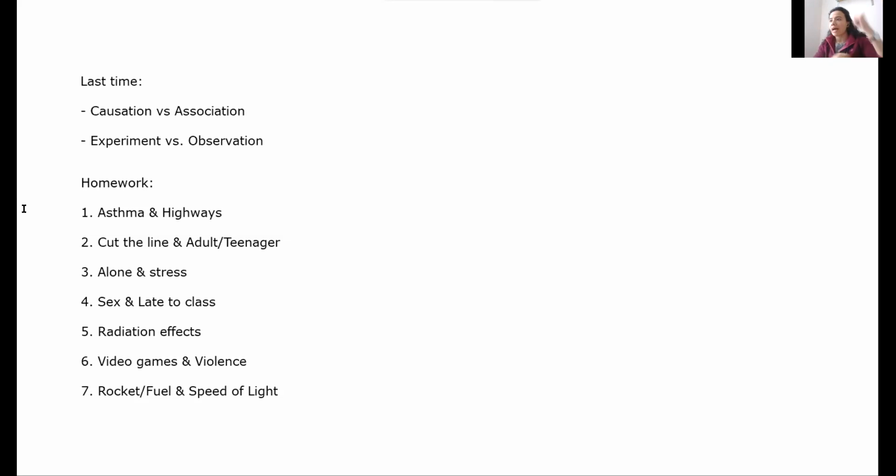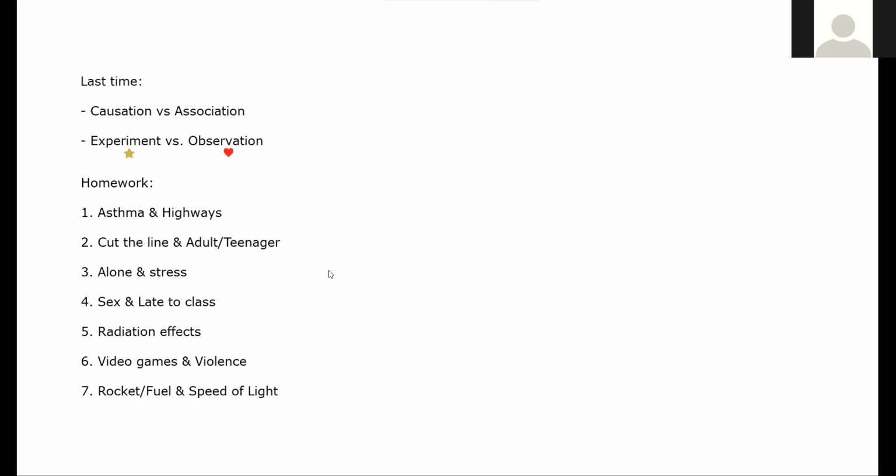In the homework, you had to look at 7 given scenarios and determine whether you had to use an experiment or an observation. Okay, so I'm just going to make little stamps like this. So for the first example, you had to determine if people that live near highways were more likely to have asthma than people that don't live near highways. What type of study should I use in this case?